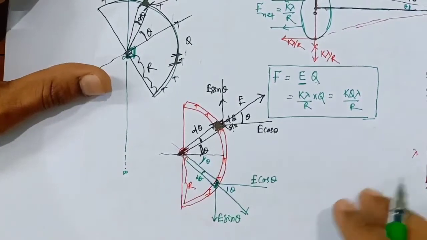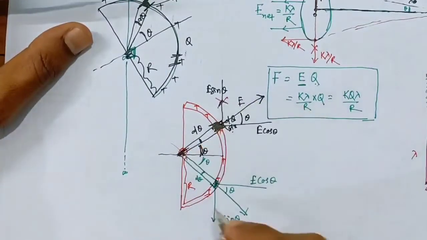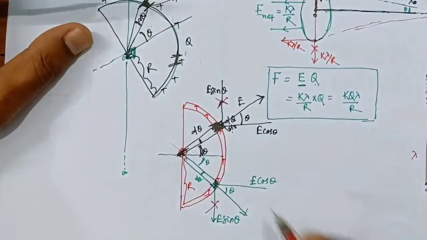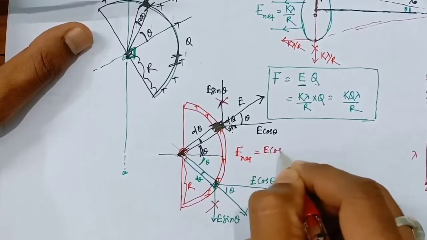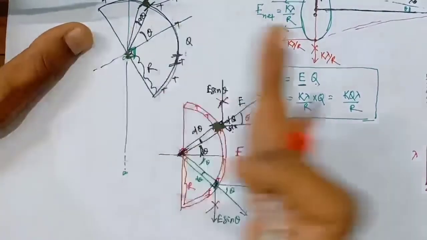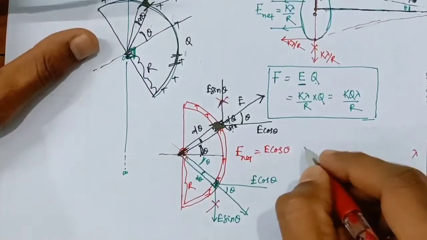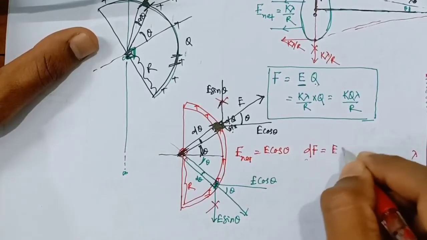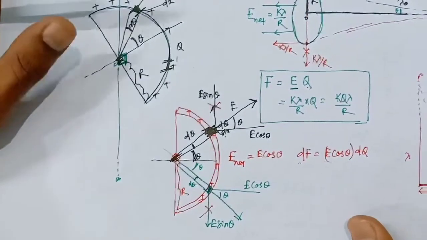Due to symmetry, one student can predict this E sin theta component cancels each other, and the net electric field will be in this direction, that is E cos theta. And if you see the net electric field in this direction, the net force will be in this direction. Can I write the expression of the force on the small element as E cos theta into dq? I hope this scenario is pretty clear to everyone.